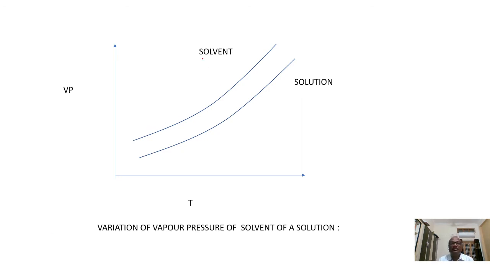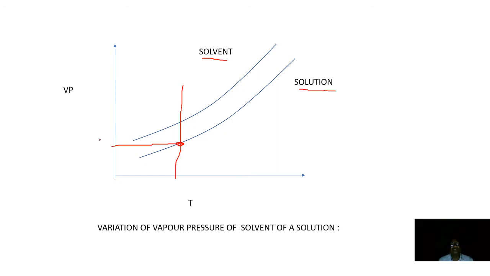The first curve is drawn in case of the solvent, whereas the solution containing non-volatile solute is represented by the second curve. So at the same temperature, suppose this temperature we have opted. At this temperature, you can see the vapor pressure of solution is P. Whereas the vapor pressure of pure solvent, we say this point, it is P naught.